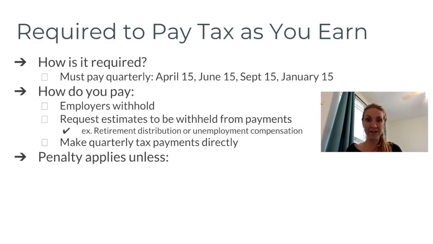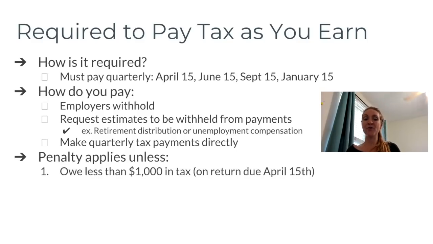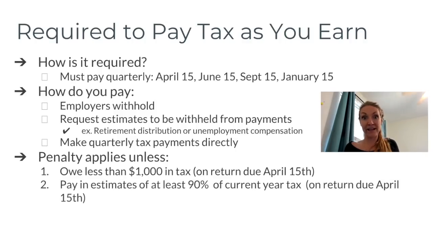So you're required to pay as you earn, but there's only a penalty under certain circumstances. There's a lot of exceptions to give people a break until they know that they're earning more money and they know the rules. So if you owe less than $1,000 in tax on your return when you calculate it, when you look at what was withheld from your paychecks, when you look at what was calculated in your return, if you owe less than $1,000, no penalty. Basically, you weren't required to pay in more.